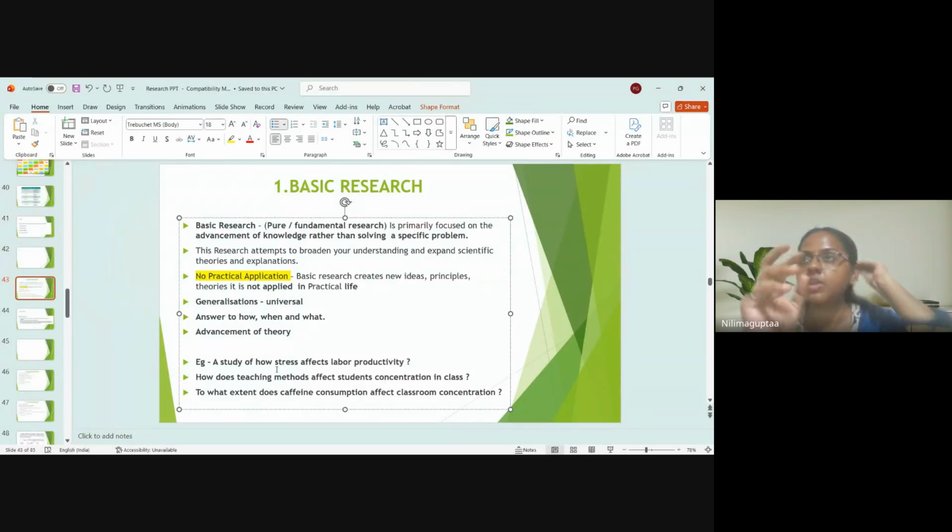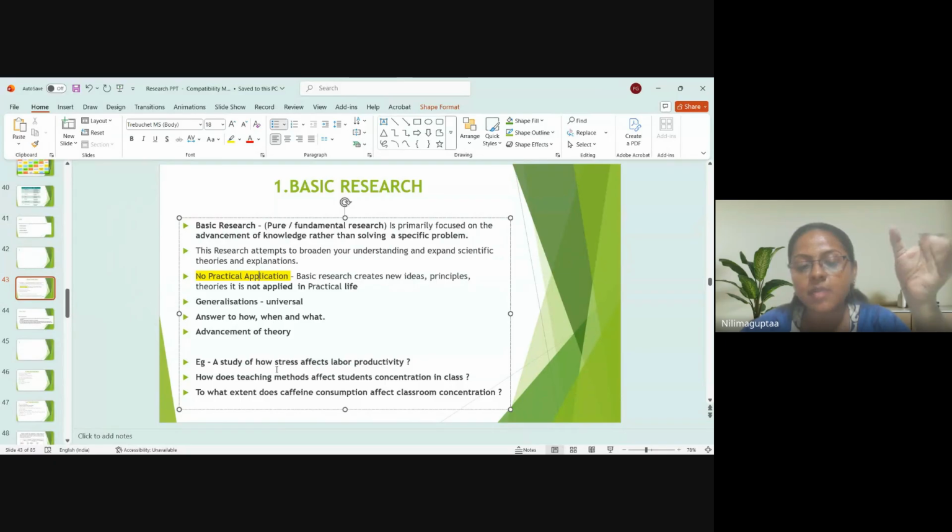For example, if a worker is very much stressed, the productivity is reduced by 10%, 20%, or whatever it is. But then it will not offer any practical solution to it. It will just find out that stress has a relation to a person's productivity, but what after that, what's next, providing a solution or doing something, it has nothing to do with it. It will just say that if a person is stressed, it will reduce their productivity.